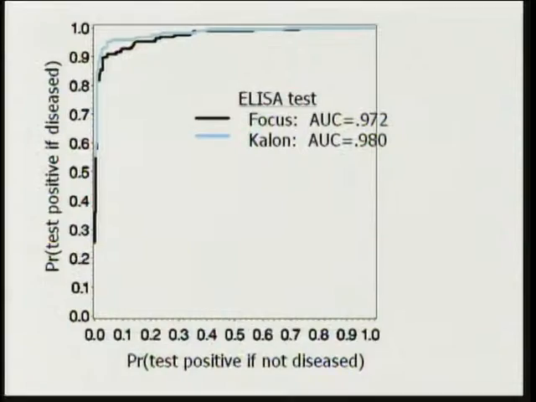Now, this is different from where we were splitting before by HIV status. Here, actually, every subject is in both curves. Every subject had all three tests performed. They had the Western blot, and they had the focus ELISA, and they had Kalon performed. And the question is, is one better than the other? Well, focus was already doing pretty well, if we remember, in the full population, but Kalon seems to be a little bit above that.